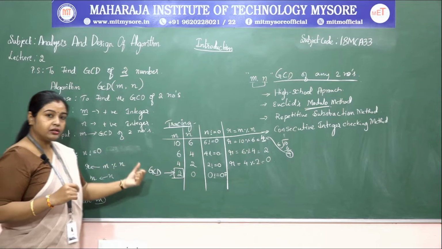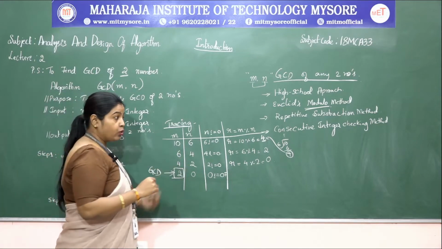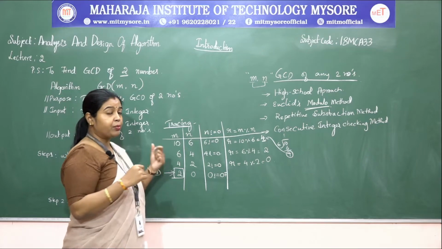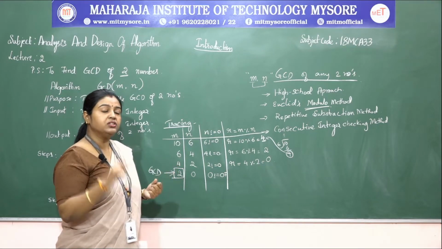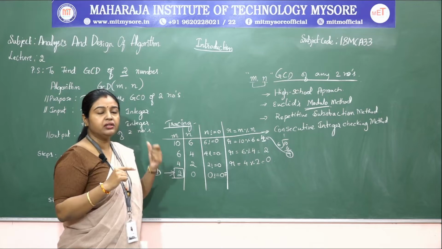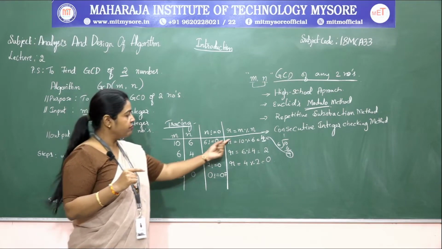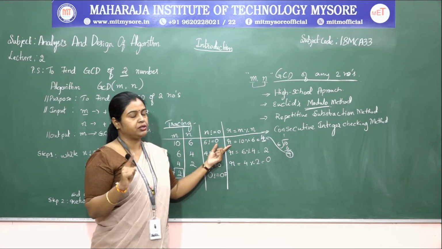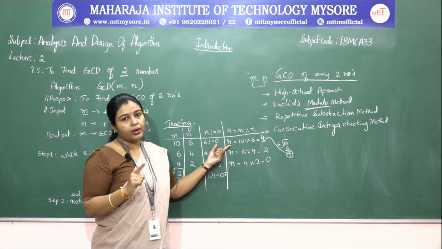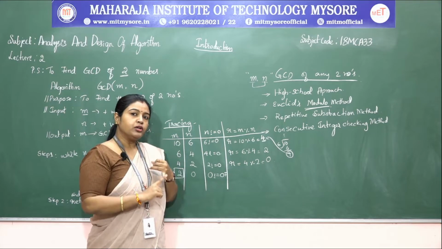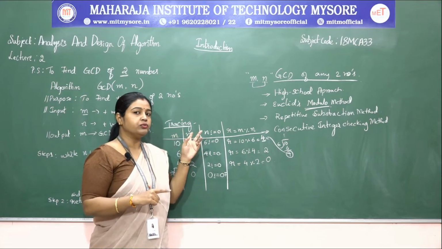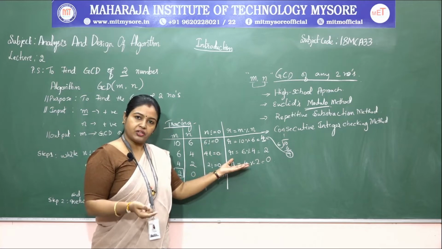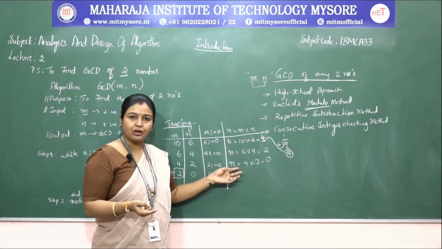But here we need to look into the steps. How many iterations have we done? Basically, in order to find out the GCD, that is the common divisor, every time we are performing a division operation. That is very important here. Of course, it also depends on the inputs. Based on the input we have given, we perform the operation. So this is our basic operation.